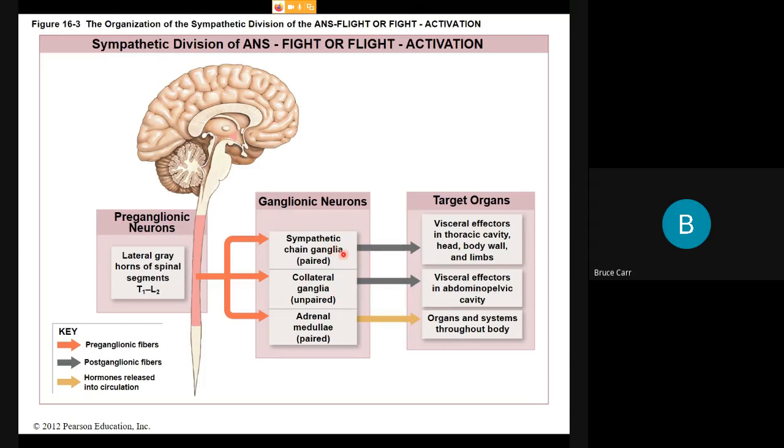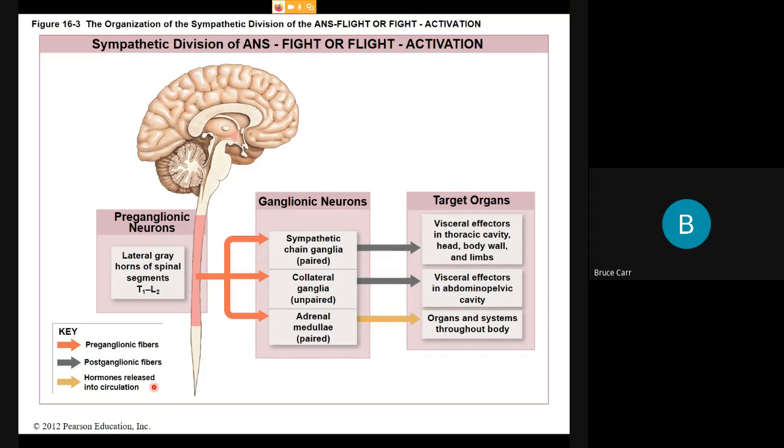If you leave the sympathetic chain ganglia, you go to the visceral effectors that are in the thorax, the head, the body wall, and the limbs. If you run down through the sympathetic to the collateral, you go to the visceral effectors at the abdominopelvic cavity. So as you can imagine, lots of digestive and regulation here and other organs of the abdominopelvic cavity. If you run all the way to the adrenal medulla, notice how the color changes. And what does that mean?